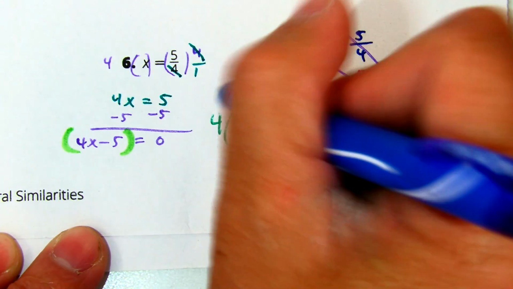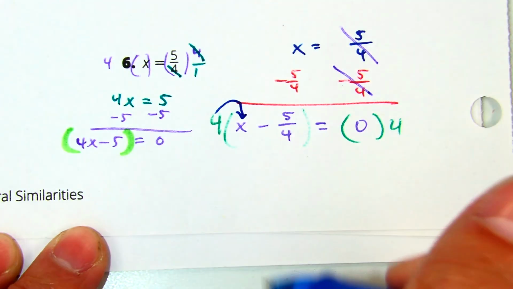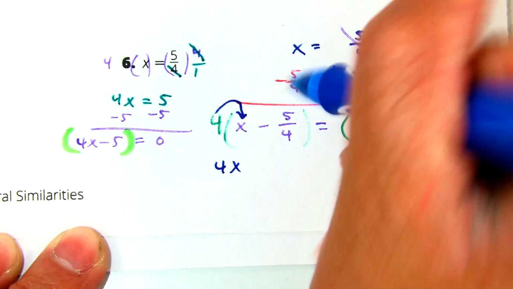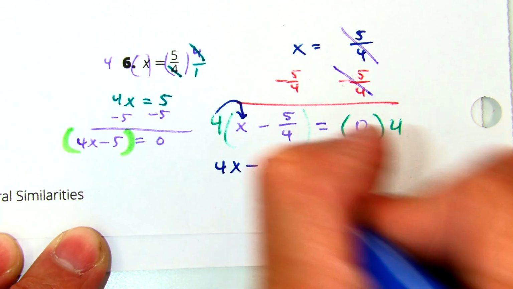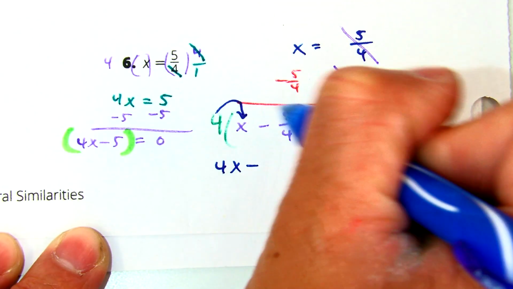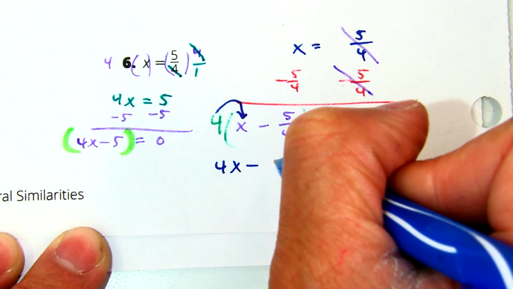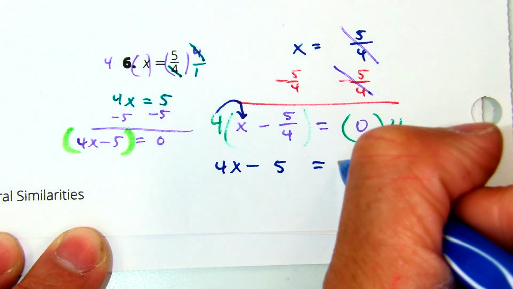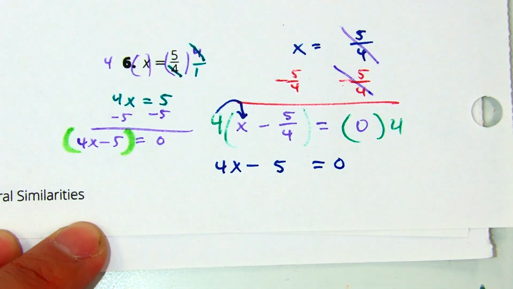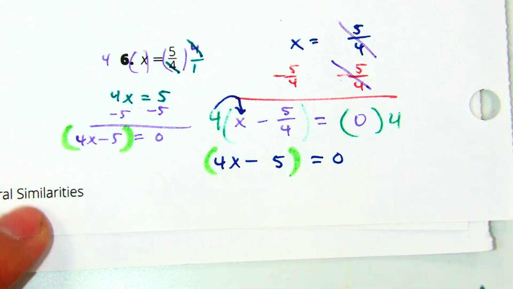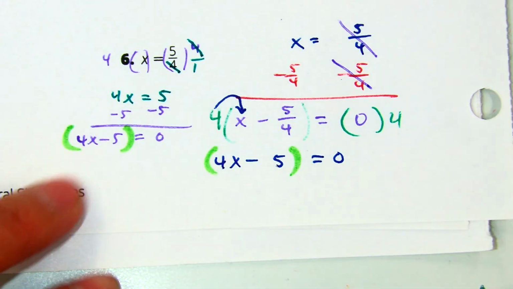Class, 4 times x is 4x. 4 times negative 5/4. A positive times a negative is negative. 4/1 is 4 times 5 is 20, and 20 divided by 4 is 5. And 0 times 4 is 0. So here I've shown actually 2 different ways to find the factor, and you can choose one of those methods.